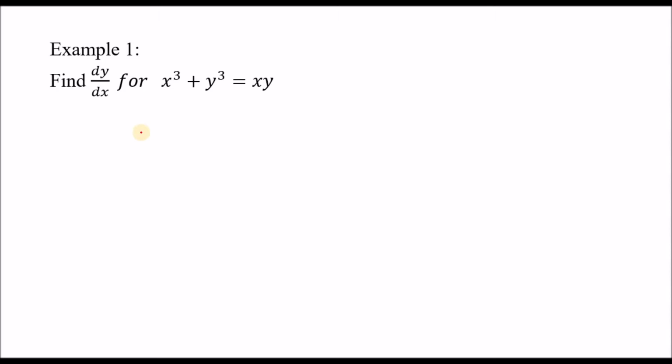So I will rewrite this as d over dx of x to the third power plus d over dx of y to the third power is equal to d over dx of xy. The derivative of the first term, the derivative of the second term, the derivative of the third term.